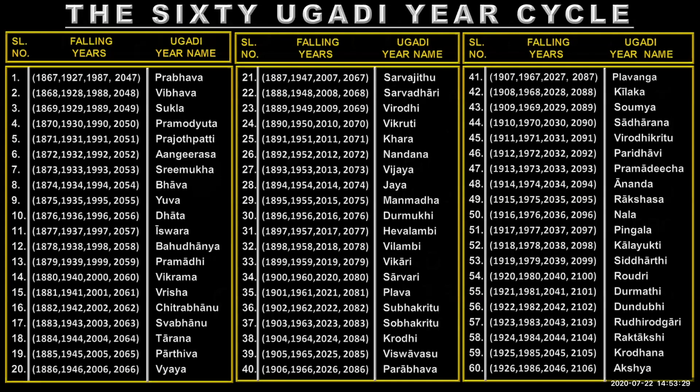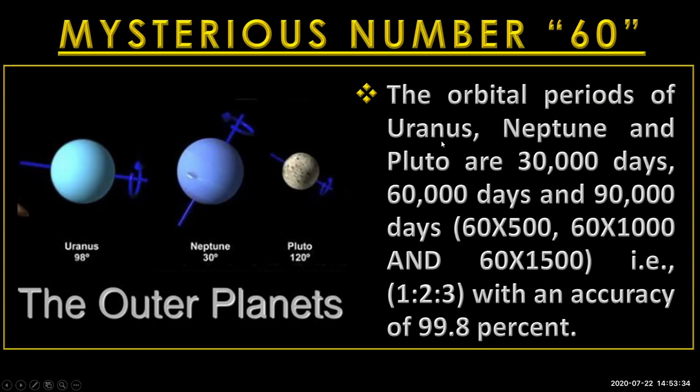Here also a mysterious number I have put in for the information of the viewers. The orbital period of Uranus, Neptune and Pluto, the three planets which we have neglected in our horoscope, in our astrology, they are considered here, and their revolution periods are put in days, 30,000 days, 60,000 days and 90,000 days respectively. That is, in the ratio of 1:2:3. And 60 is common. So there is a mysterious number 60 even in this also.